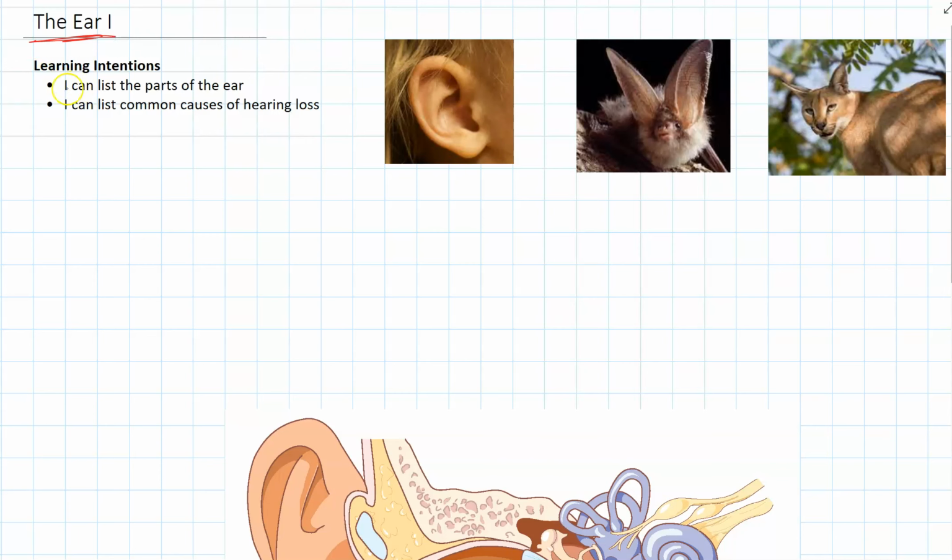So what you'll need to do in this video is you should be able to list the parts of the ear, and then you should be able to list some common causes that cause hearing loss in people.